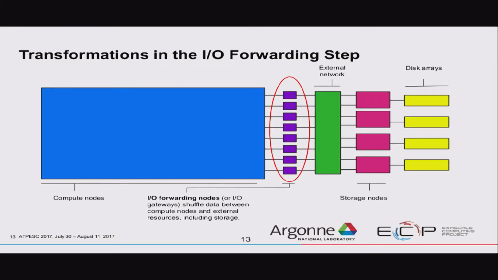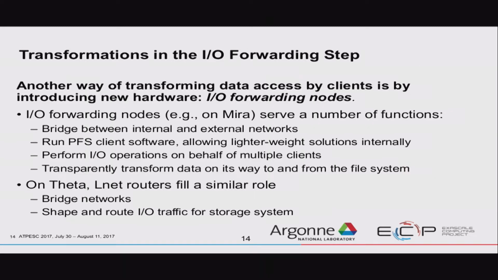Another type of transformation we can do is on these I/O forwarding nodes. These are the nodes that talk to the file system, and they act as a bridge between your compute nodes and the storage system. And they do a few different things.